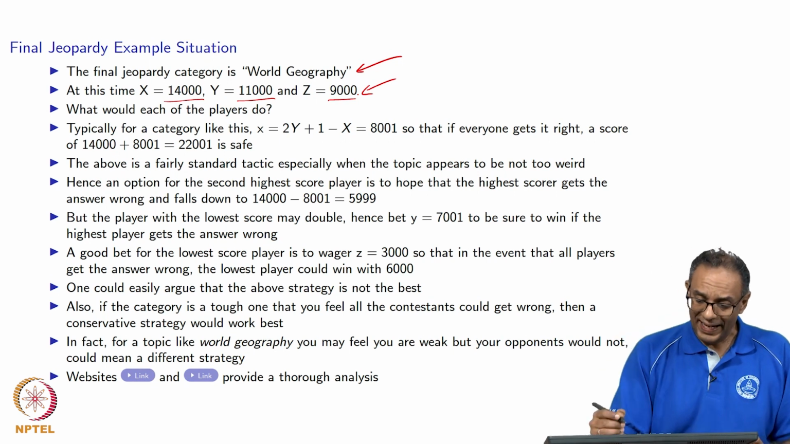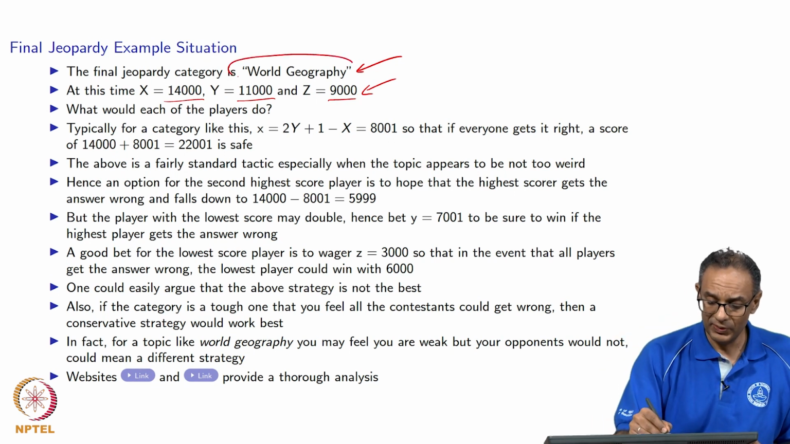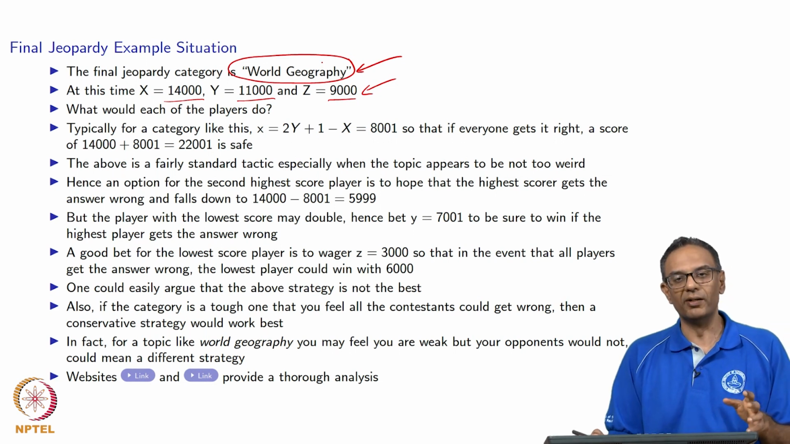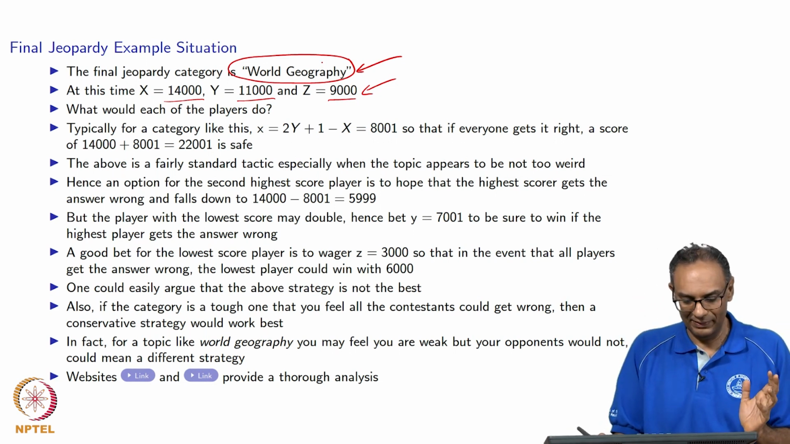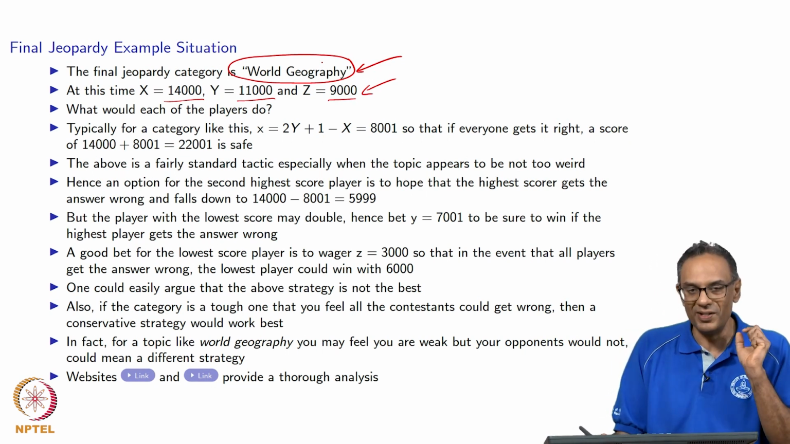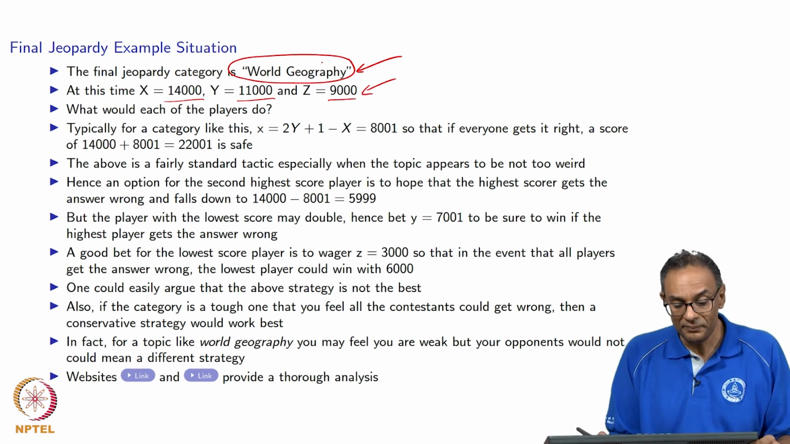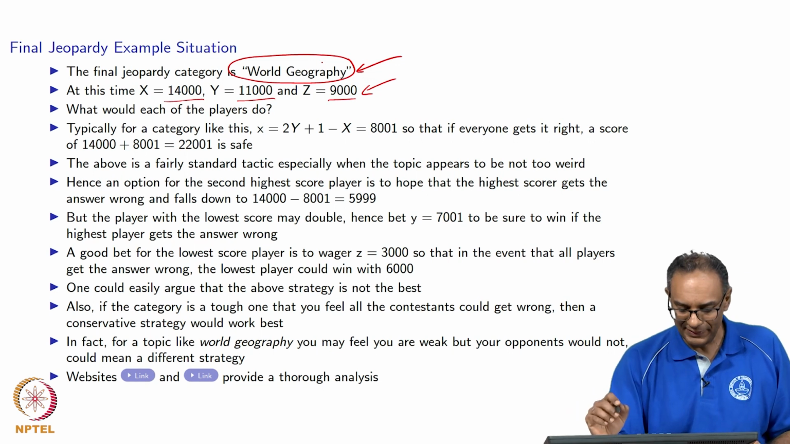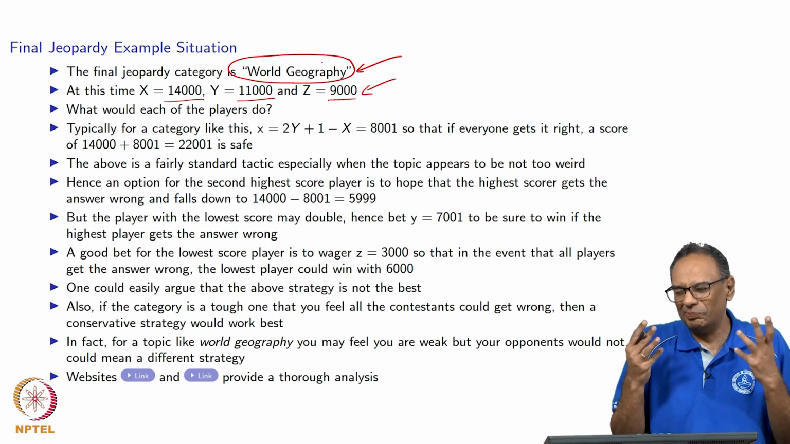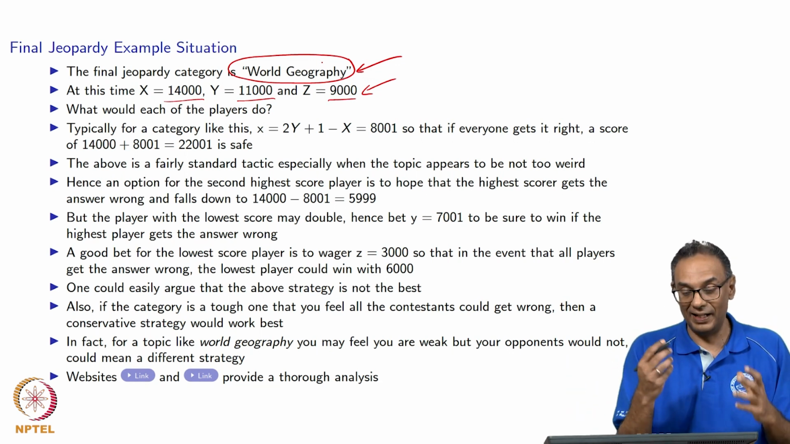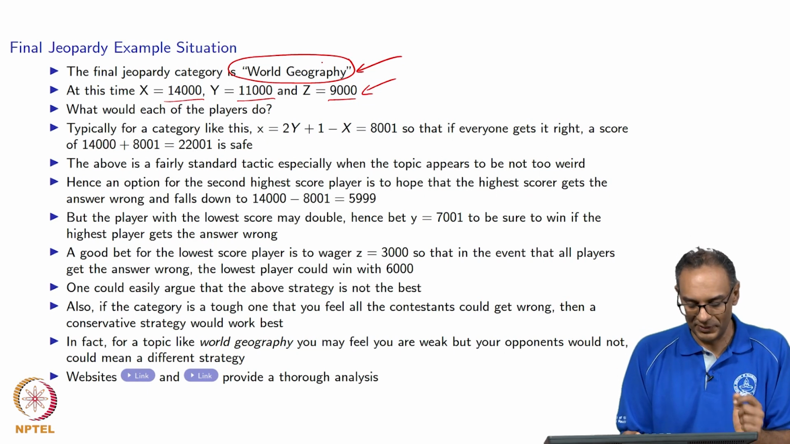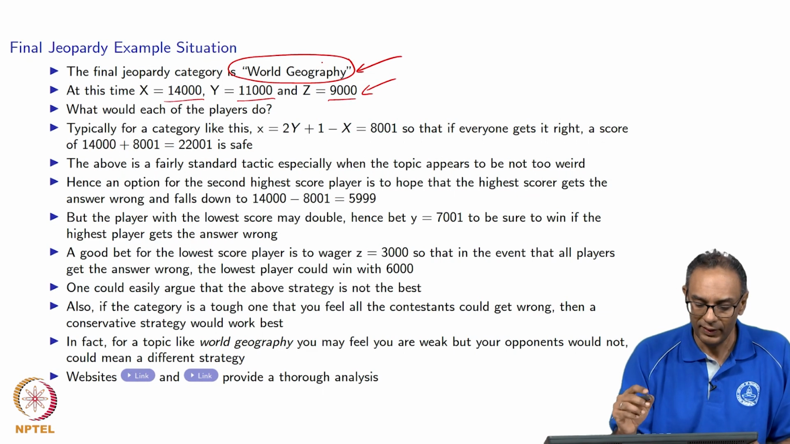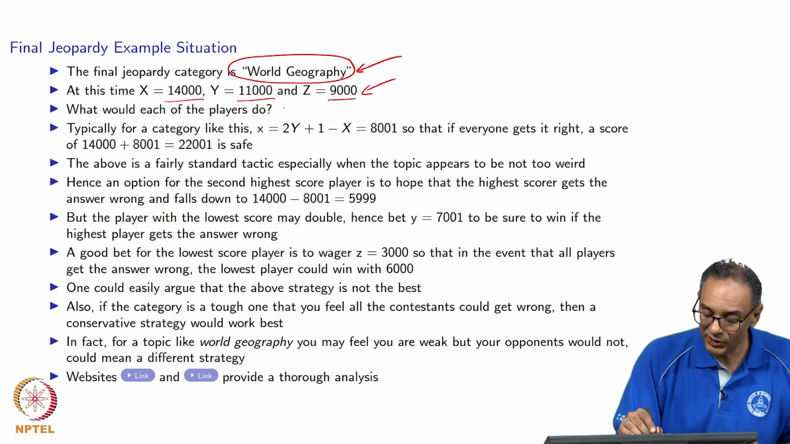Now, when a category is something like world geography, you will see that most of these guys are pretty good in world geography. So, they would feel somewhat confident. It is unlikely that anybody is going to put down a 0 for a topic like world geography. So, especially you would expect a question that they could potentially answer. I do want to say that the topic is somewhat important, although some of the websites don't say too much about it. And so what should each player do?